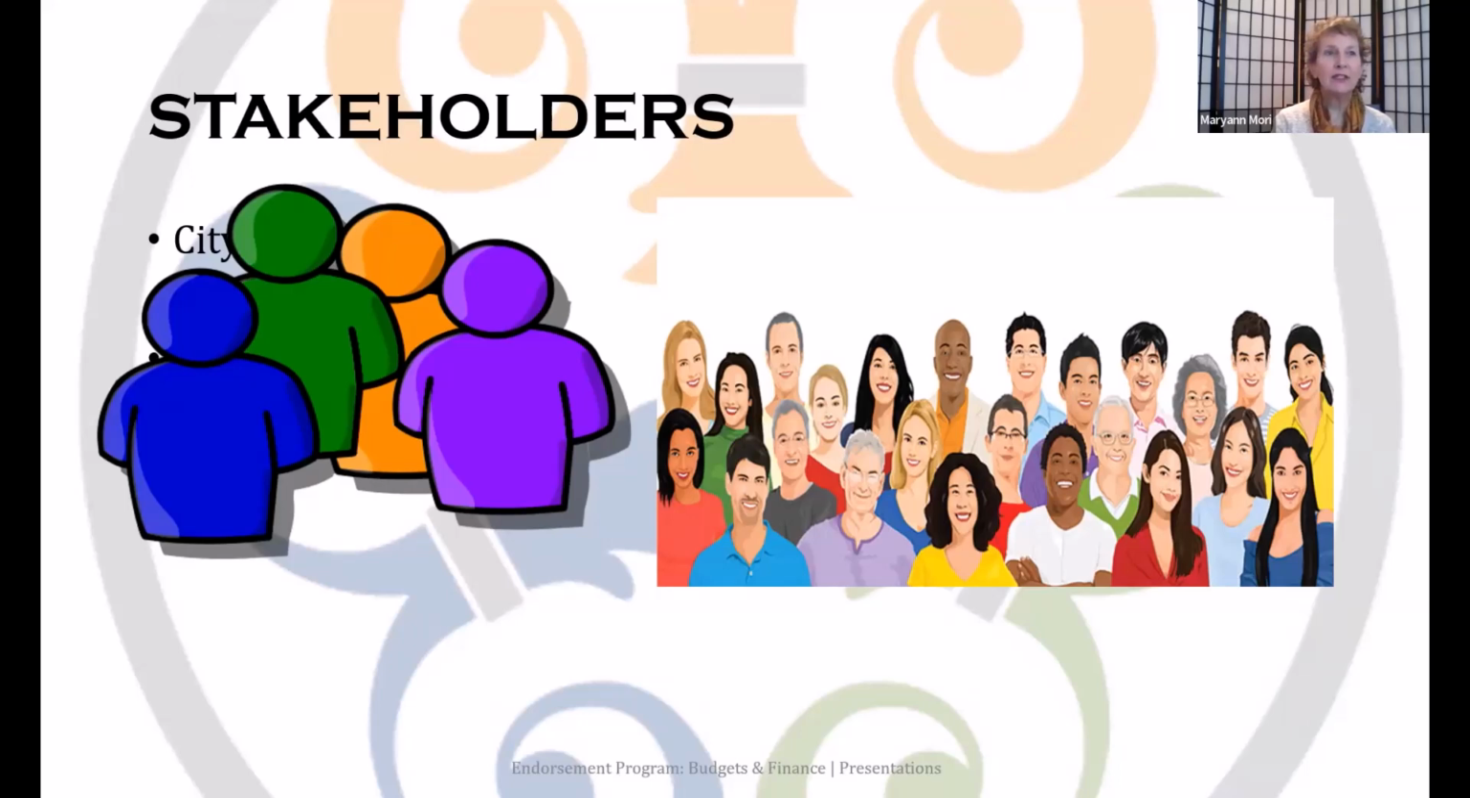Studies have shown that in general, residents support having a local public library in their area, even if they don't use it. So realize that everyone in your service area is a potential stakeholder. It's not just the folks coming through your door.